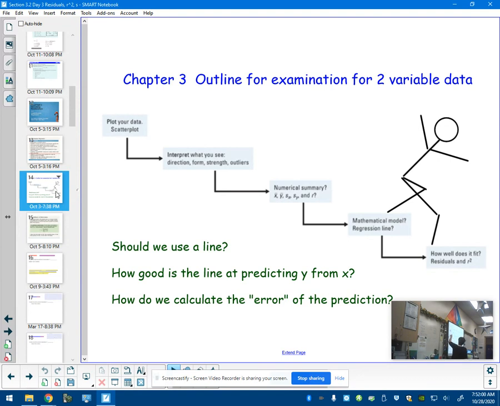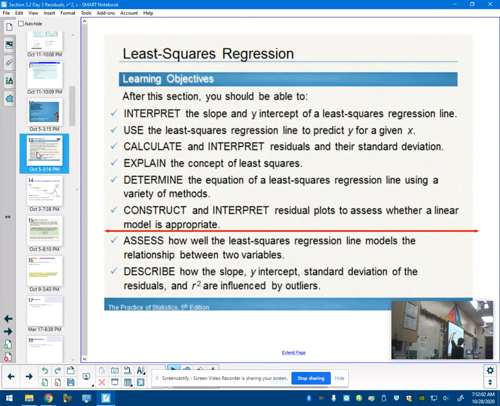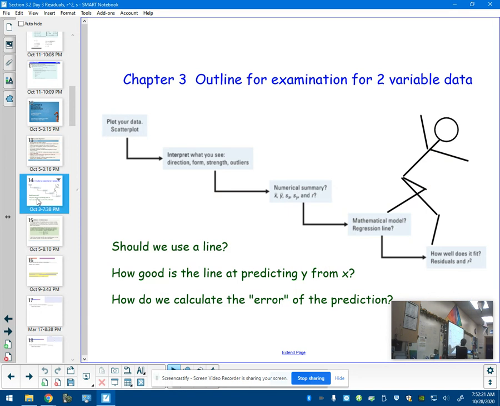All right, so our objectives are to calculate and interpret residuals and their standard deviation, explain the concept of least squares. We're going to do that a little bit. Determine the equation, we already know that. Construct and interpret residual plots. So that's what we're doing today, and we're finally touching this last step, but these 3 last steps we kind of go back and forth on.